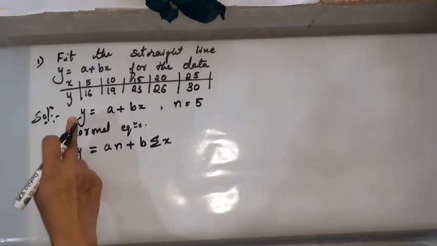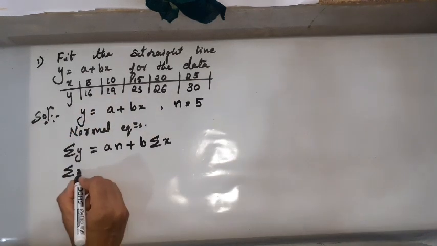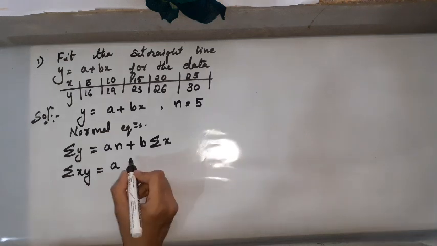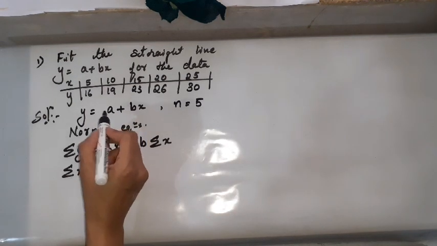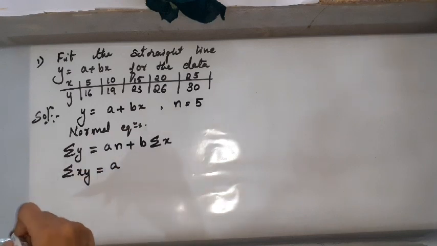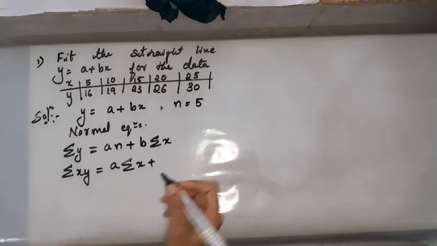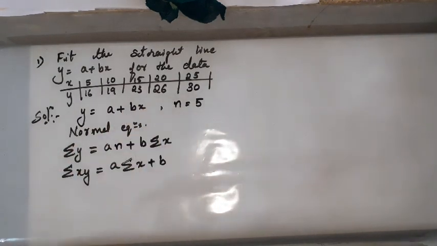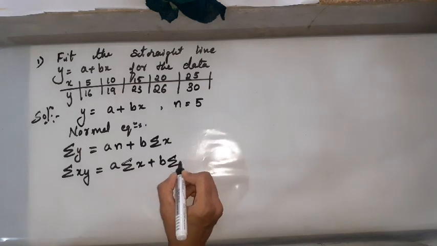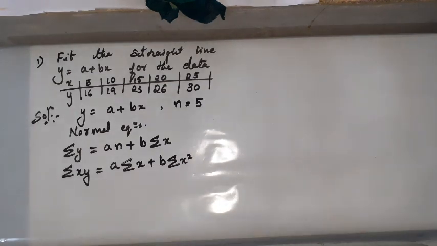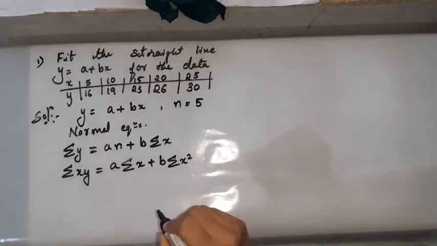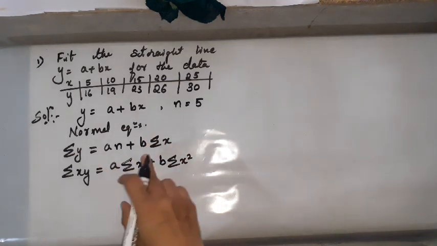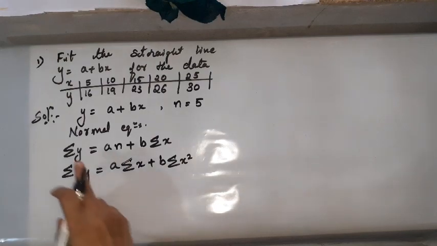Second normal equation, you just multiply x to it and write. So it becomes summation xy is equal to a is constant. Write it outside. When you multiply x, it becomes ax. So you can take that constant a outside and keep the summation x there as it is. Is it got? Now again, b is constant. You had multiplied x to it. So already there is one x, so it becomes x square. So summation x square you get. So you have written the two normal equations which are required to get the values for a and b.